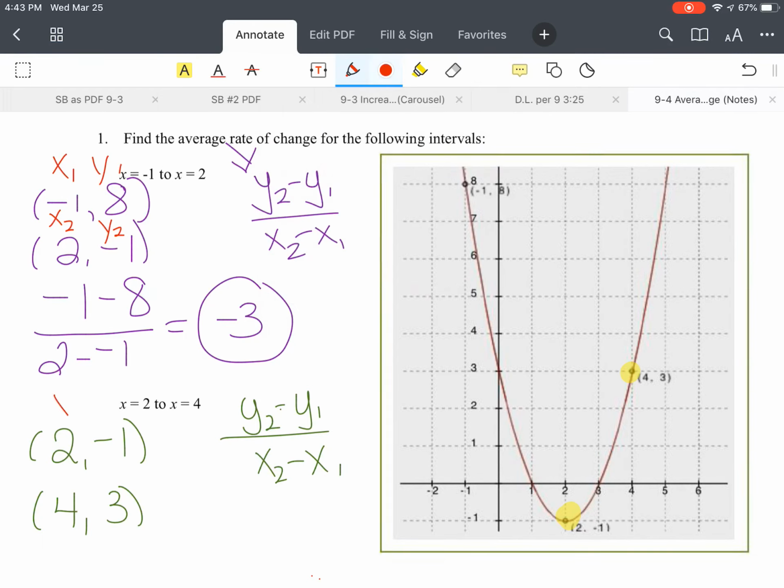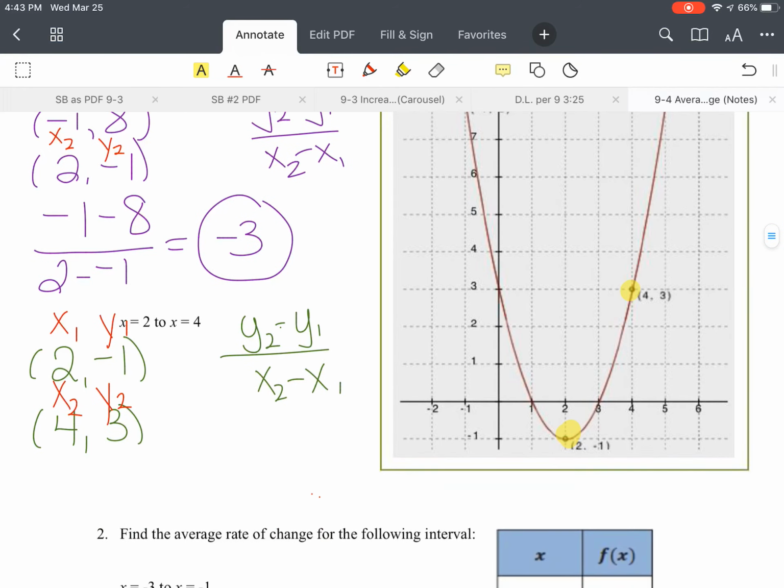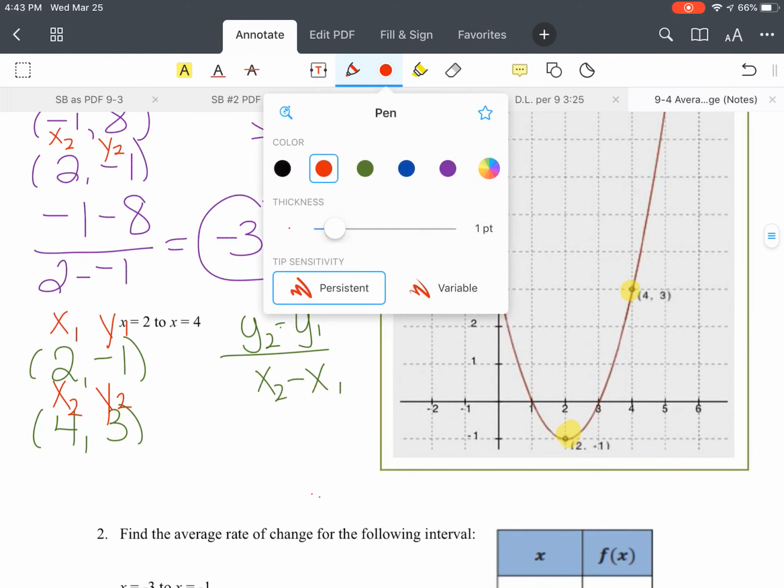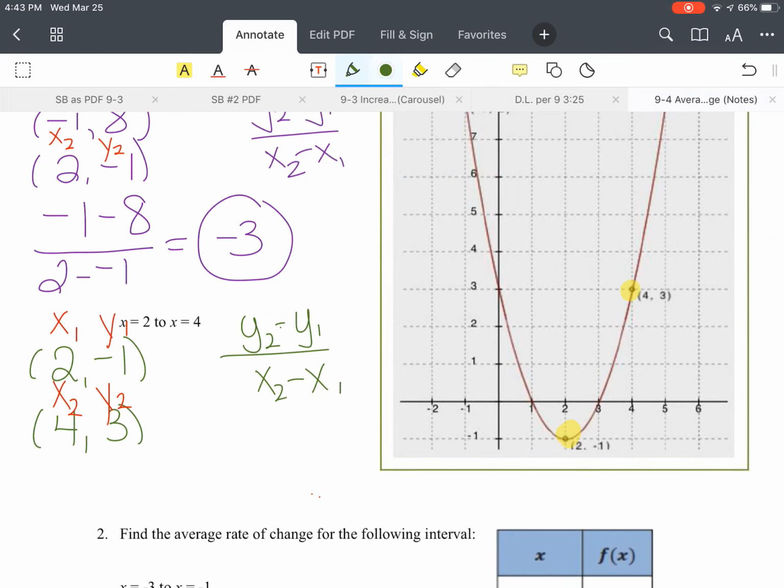So let's label x1, y1, x2, y2. All right, so let's use our slope formula. So y2 minus y1, 3 minus -1, over x2 minus x1, 4 minus 2. Put that all into your calculator and you get that the average rate of change is 2.